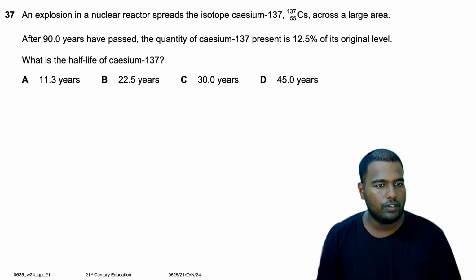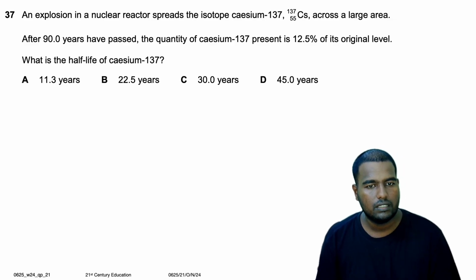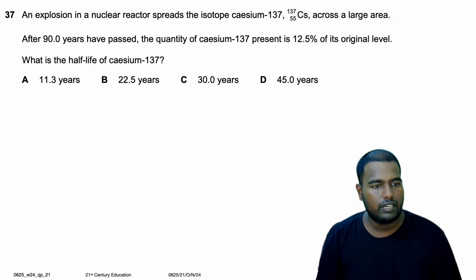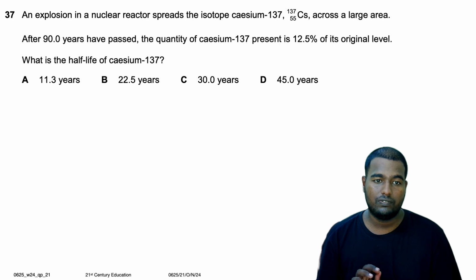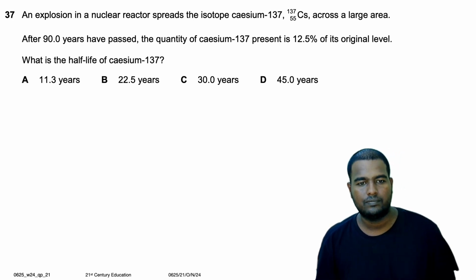An explosion in a nuclear reactor spread the isotope cesium-137 across a large area. After 90 years have passed, the quantity of cesium-137 present is 12.5% of its original level. What is the half-life of cesium-137? After 90 years, it's 12.5%. This is what they are telling, right?